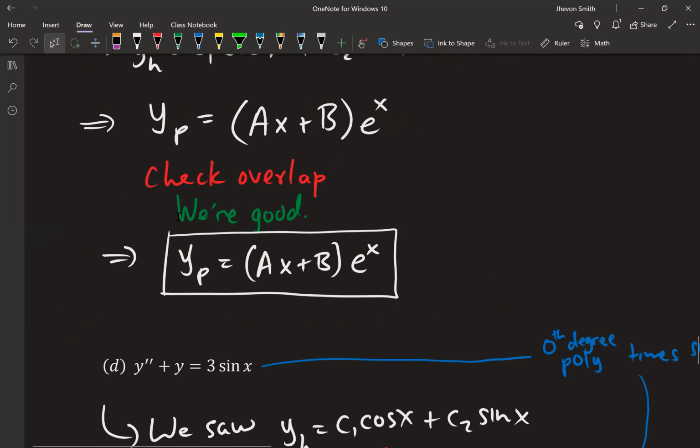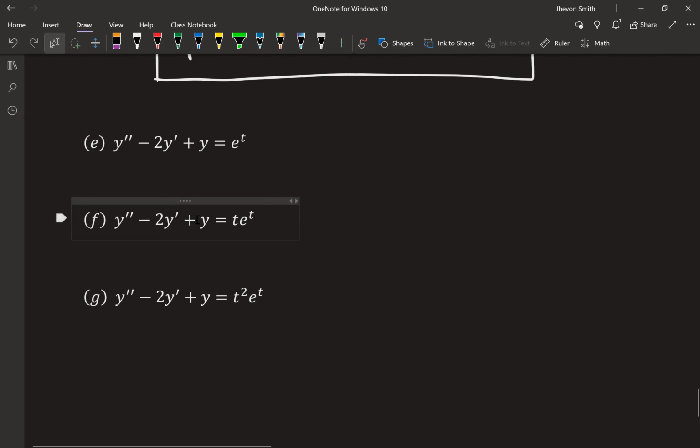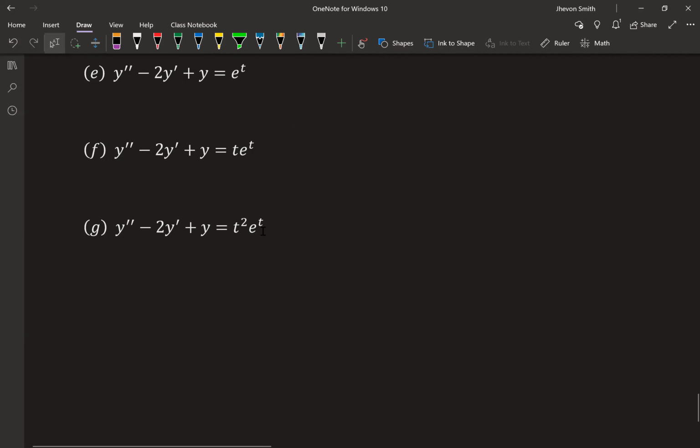But for now, I'm going to give you 5 minutes to find the answers for all of these. It's very similar because the left side is the same, but do this on your own. 5 minutes is actually probably too much, but whatever. Do this on your own and then we'll go through it.